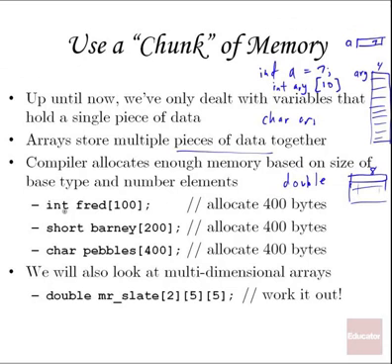So here we have int, which are 4 bytes. We want 100 slots for Fred. 100 times 4 is 400 bytes. Here's a short. Barney is shorter than Fred, if you're familiar with the cartoons. That's only 2 bytes, but we've allocated 200 slots.